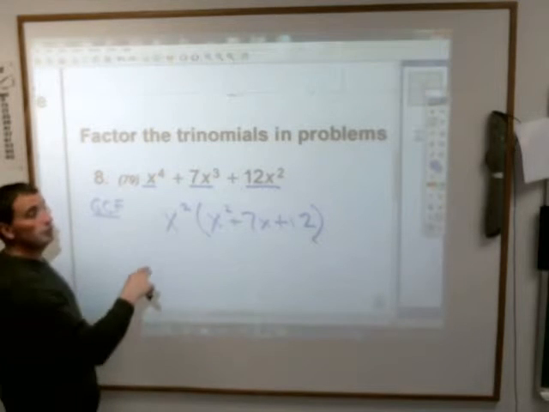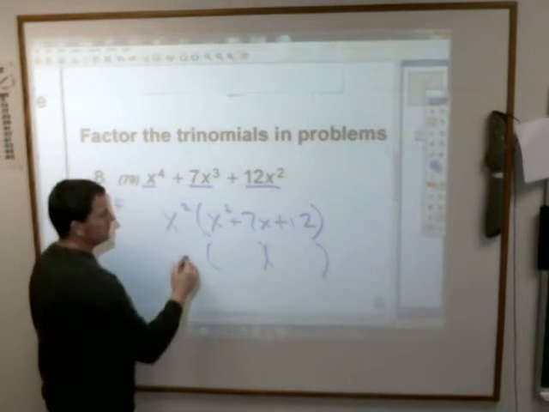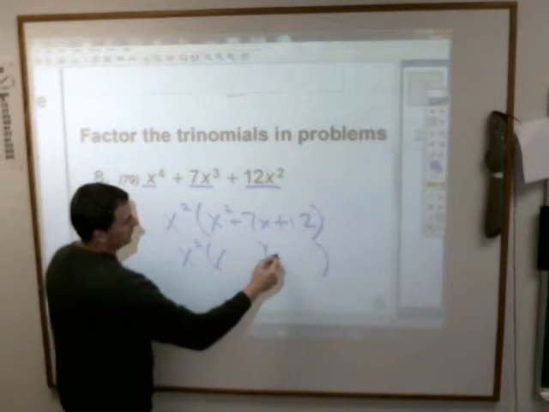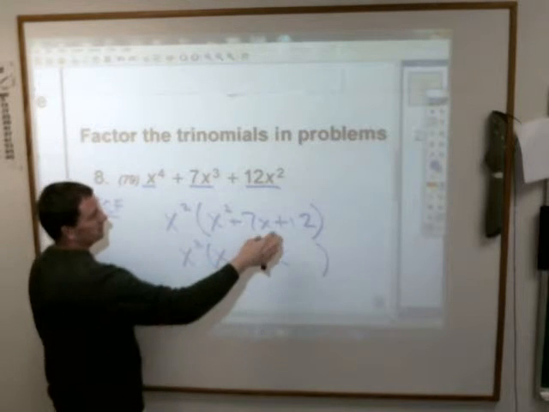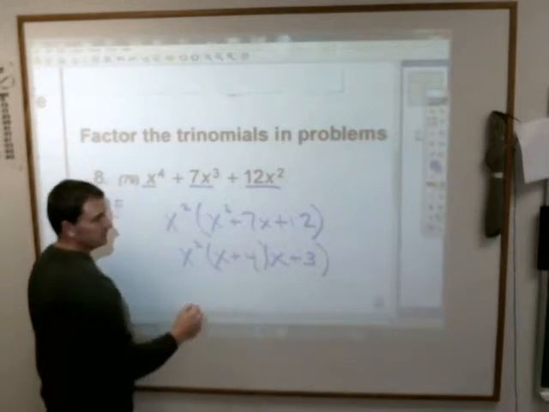And then you have to look at your new trinomial and see, can I factor that into 2 binomials? You need to keep your x squared out here. And you know the only way to get x squared is x times x. What times what gives you 12 and added together gives you 7?